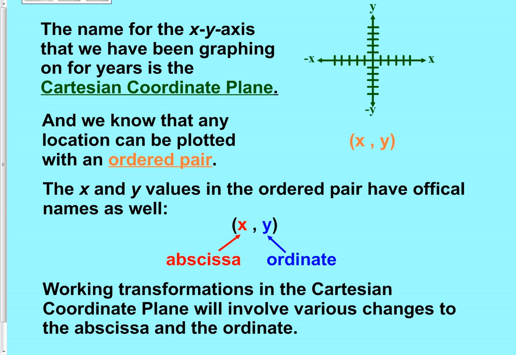Okay, and the very first bit of information we have here is a little vocabulary on the idea of an ordered pair. Now an ordered pair is actually broken down into a couple of really technical terms for the x and the y values. In mathematics, the x value is referred to as the abscissa, that is the x part of an ordered pair, and the ordinate, that is the y part of the ordered pair.